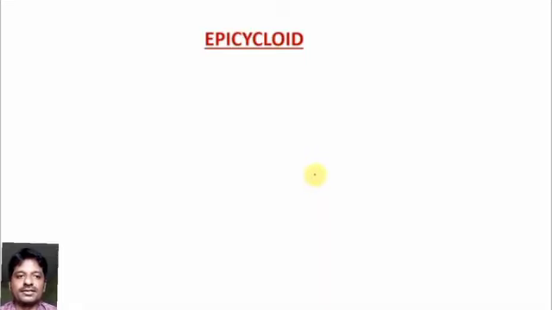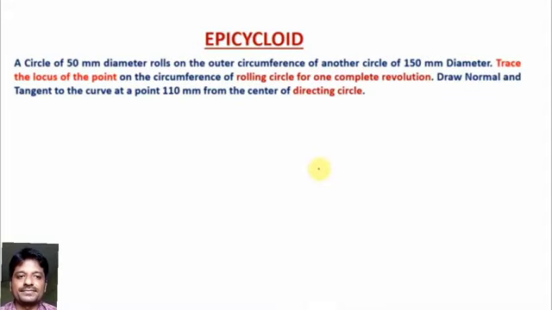Hello students, in this video we are going to make an epicycloid. So here is the question. Whenever you are going to make an epicycloid, you have two circles. The first one is the rolling circle and the other one is the directing circle. So let's understand the question.